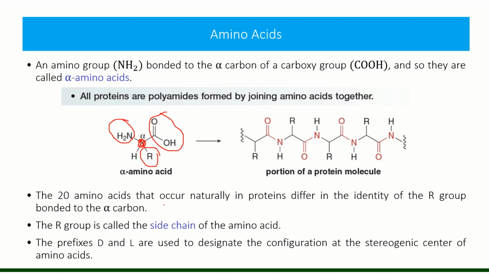There's 20 naturally occurring amino acids. 10 of them are essential. We have to go out and consume them. On the other hand, 10 we can synthesize ourselves. There is a D and L designation for these amino acids. We can look at that later.